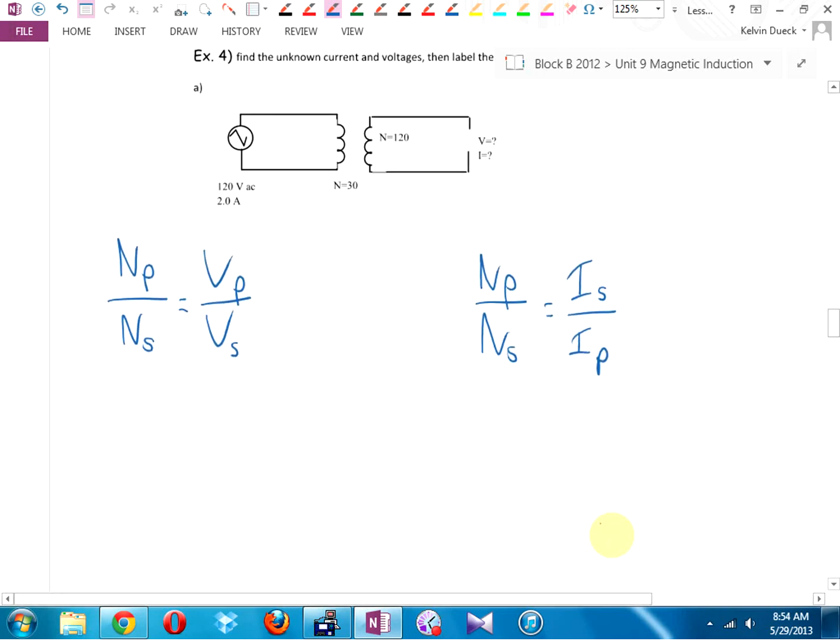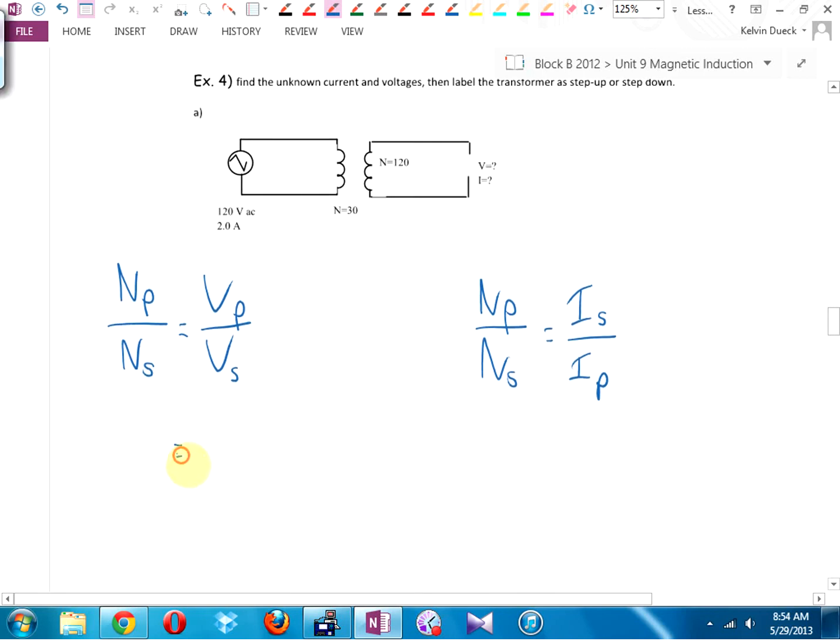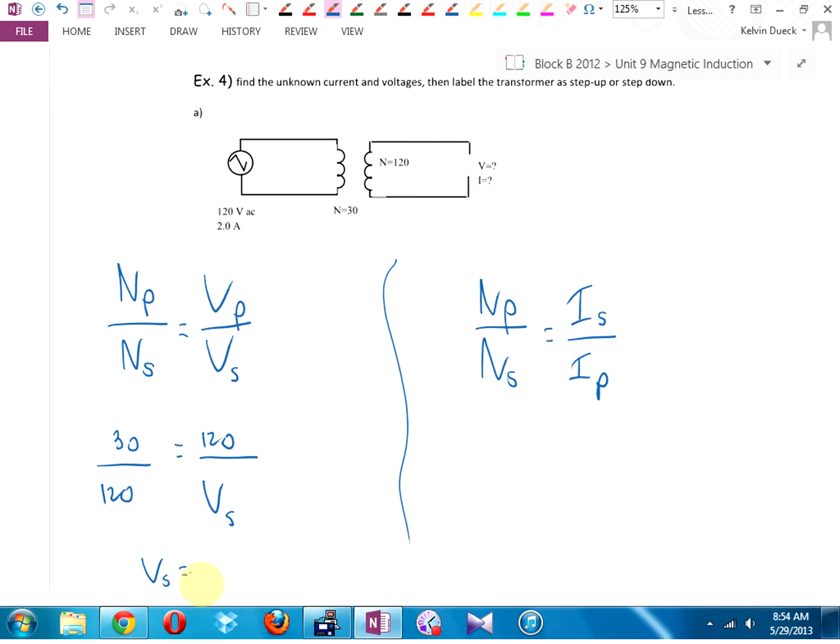Have I got room? Yeah, I can cross multiply right below here, I think. Let's do that. Number of turns in the primary, 30, over number of turns in the secondary, 120. Voltage in the primary, they told me, 120. So I'm trying to find the secondary voltage. What times what divided by what? In fact, I'd go 120 squared because I'm lazy, divided by 30, which is what?